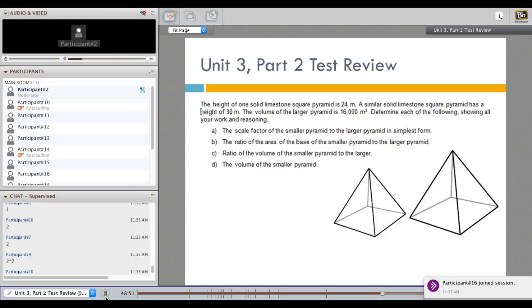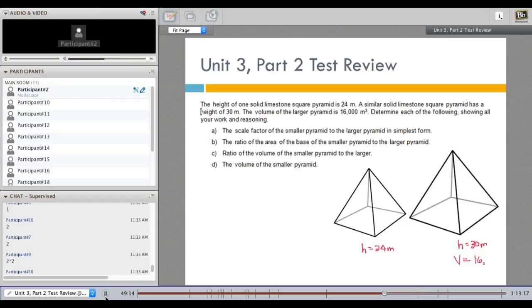I love that. Okay, so just to review, the height of one solid limestone square is 24 meters. Okay, so it was right here. The height here was 24 meters. The height here was 30. And that gave us the volume of the larger pyramid was 16,000 meters cubed. And the volume here, we didn't know, question mark.